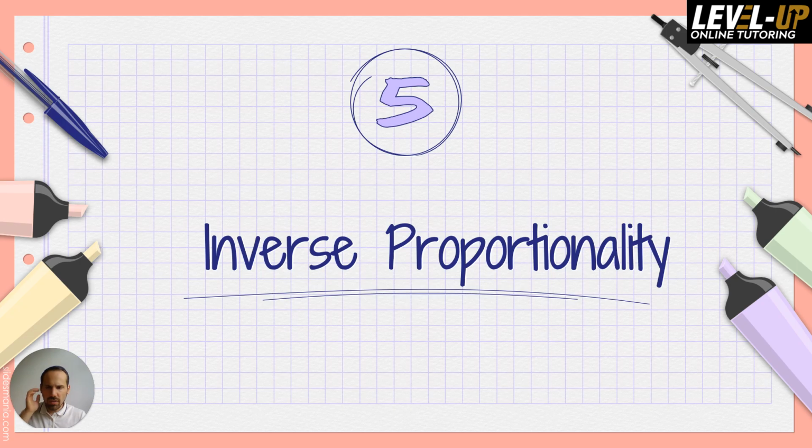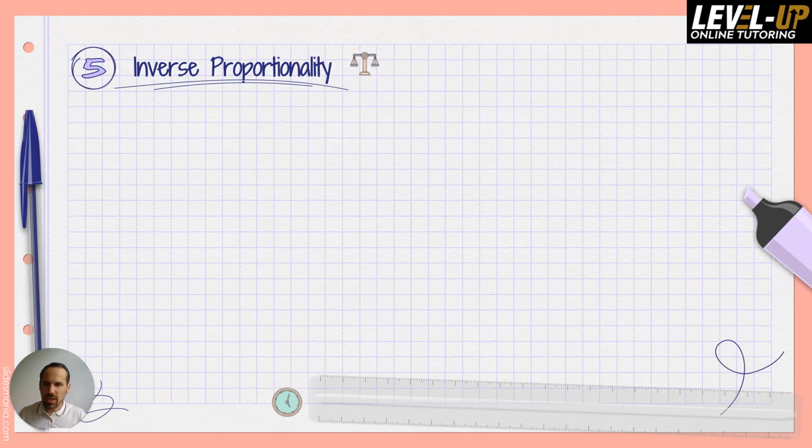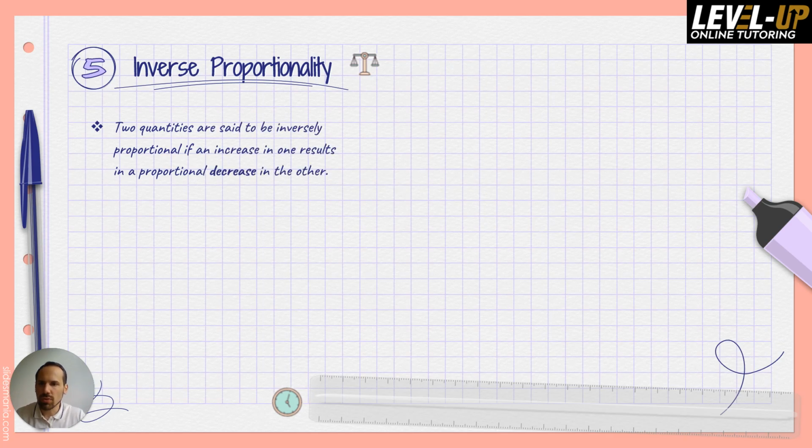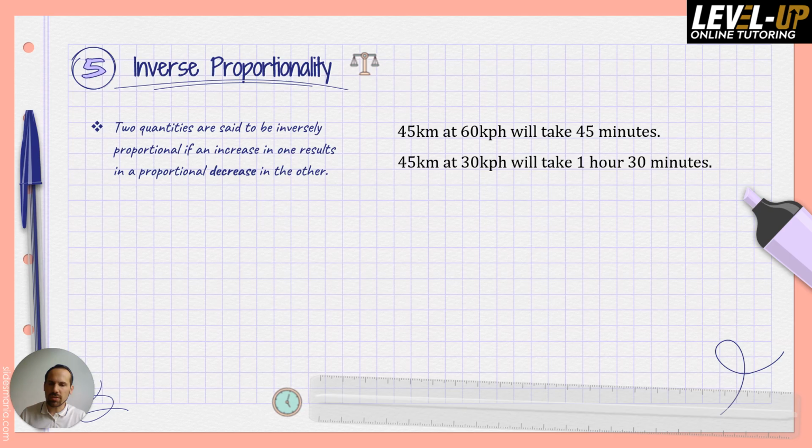They're always going to be very much directly proportional because they're measuring the same thing just in a different way. Now let's look at inverse proportionality, which is kind of the opposite. So it's as one thing goes up, the other one goes down. So that's what it means essentially by inverse. It's like opposite. Two quantities are said to be inversely proportional if one results in a proportional decrease in the other.